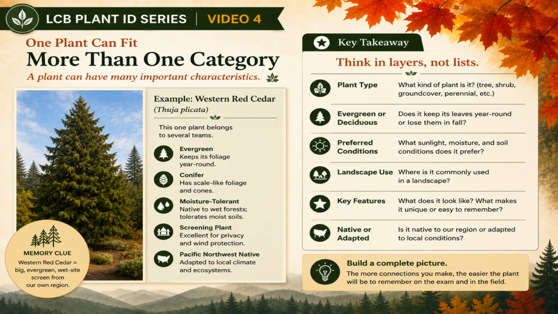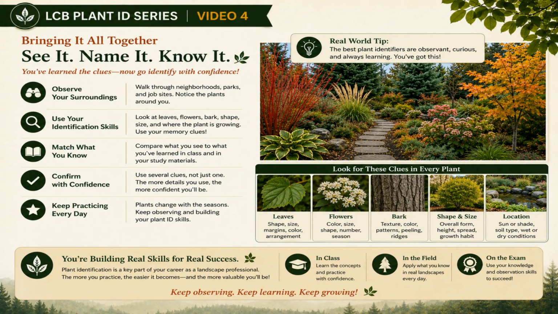You can do the same thing with every plant in your study materials. When you encounter a new plant, compare it with one you already know. For example, is this another shade plant like hosta? Is this another evergreen ground cover like kinnikinnick? Is this another small accent tree like Japanese maple? Or is it different in one important way? Comparison is one of the fastest ways to expand your plant knowledge. Professional landscapers don't carry around hundreds of isolated facts. They build a network of similarities and differences. That is the kind of knowledge that stays with you.